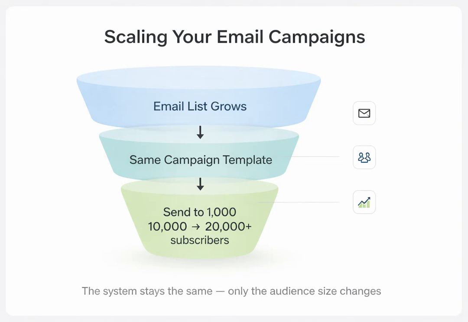Here's the exciting part about building this system. Once you've set up your email campaign correctly, the template, the content, the form, you don't need to rebuild it every time. The same email you sent to 14 people today can be sent to 1,000, 10,000, or even 20,000 people tomorrow. Your capacity to scale depends on how many subscribers you collect, but the process is identical. This is the real power of email marketing. It scales with you without requiring proportionally more effort.